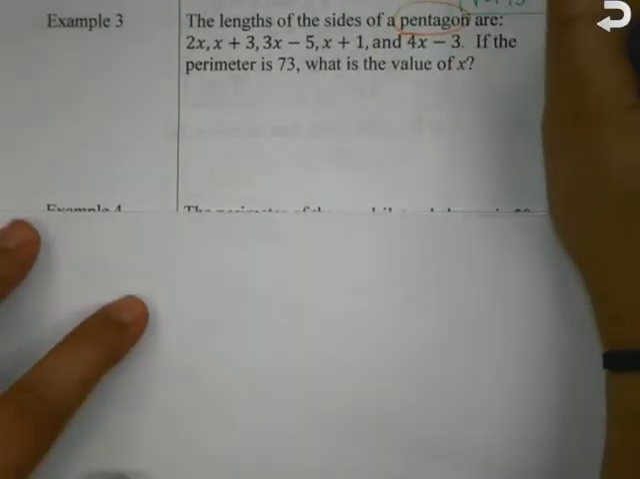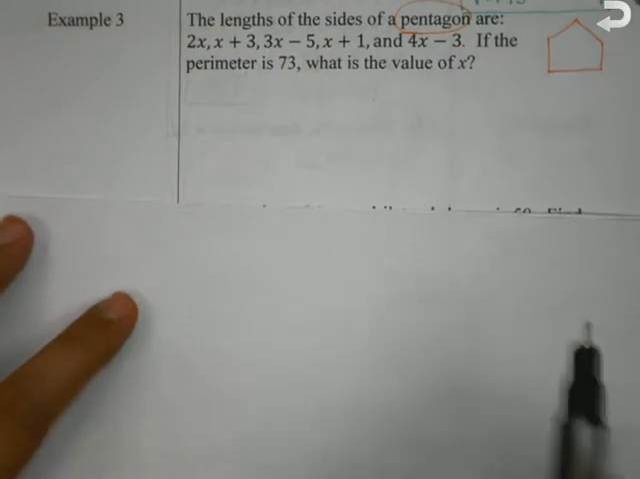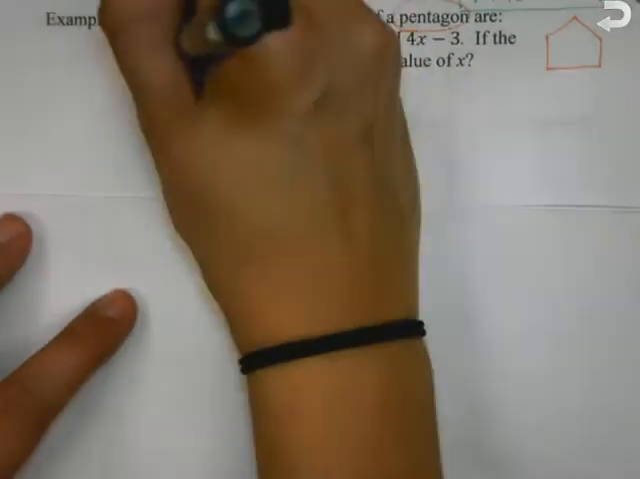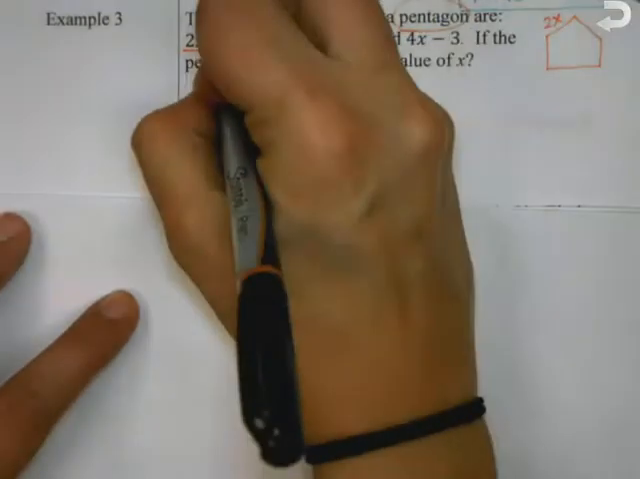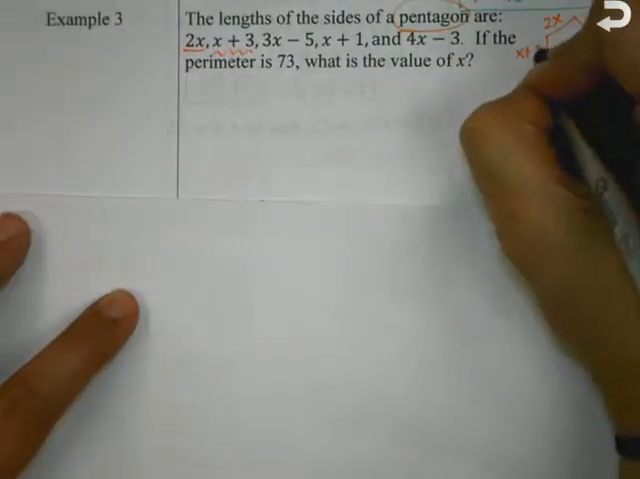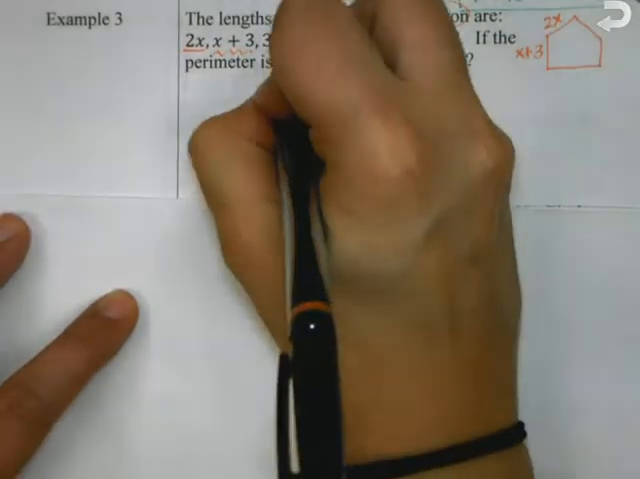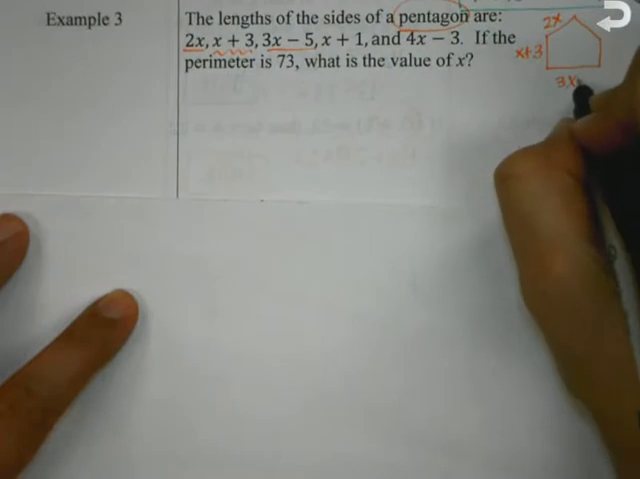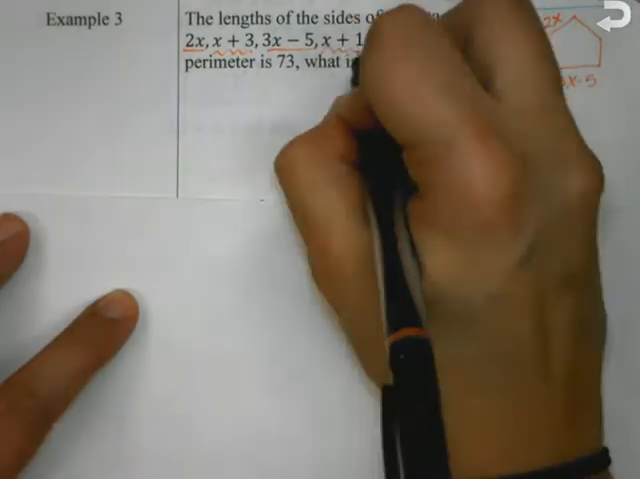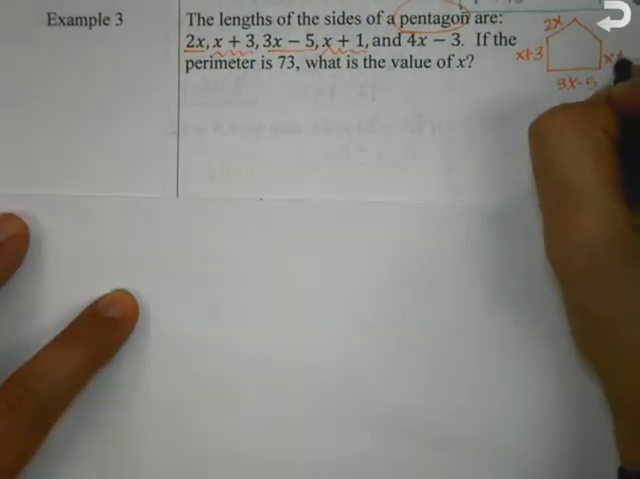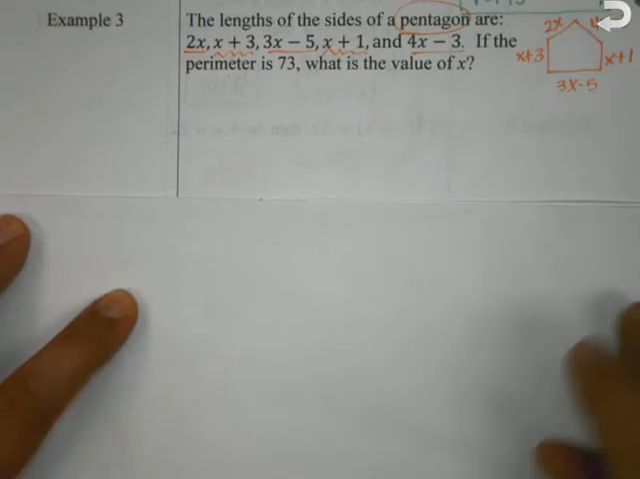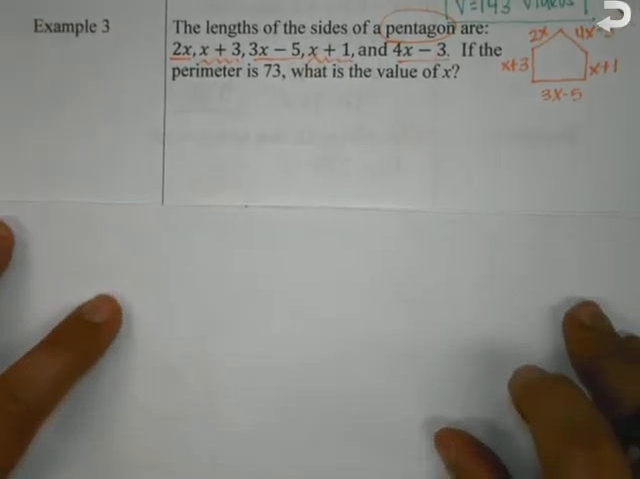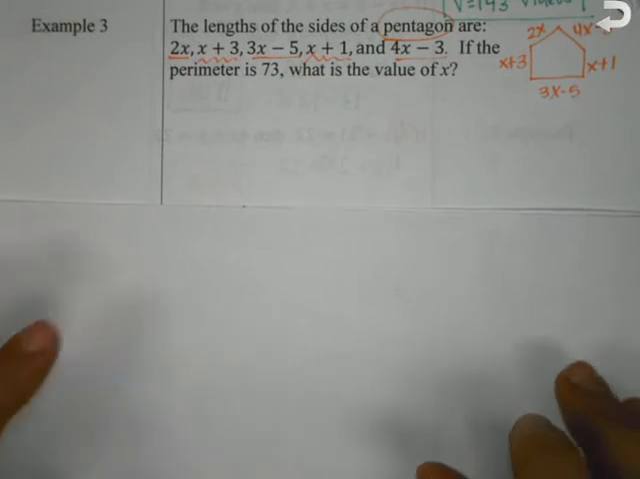Okay, are 2x. So this guy is 2x. x plus 3, so another side is x plus 3. 3x minus 5. x plus 1. And 4x minus 3. Okay, so those are all the sides of a pentagon. Here's the side lengths that they give me. I just wrote them in somewhere.